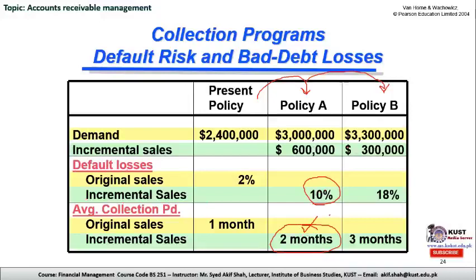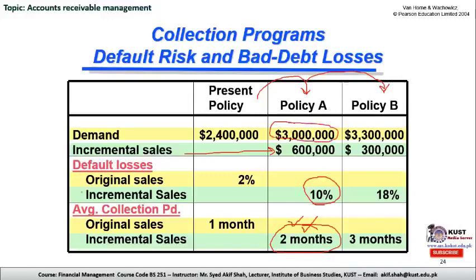So when they are extending the time period, policy A will lead to $600,000 of incremental sales, because now more credit applications would have been accepted, as the time period is relaxed for credit customers, which is 60 days now. Therefore the previous sale was 2.4 million, and the incremental sale because of this relaxation is now $600,000. So overall sale of the company under policy A will be $3 million.